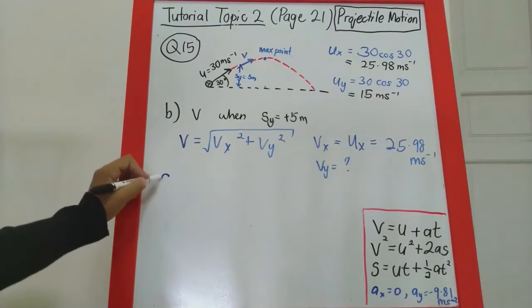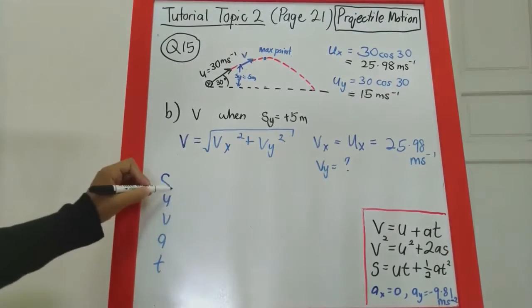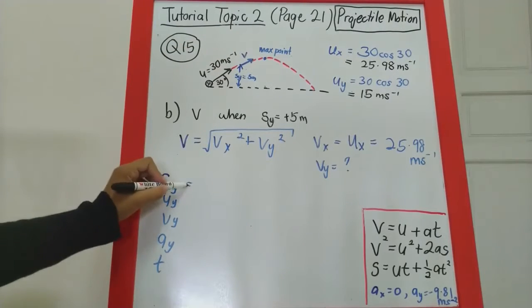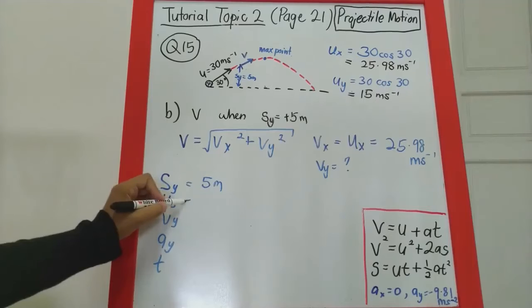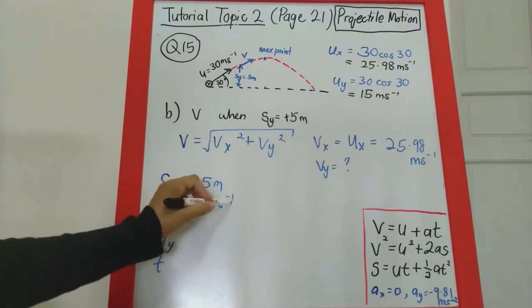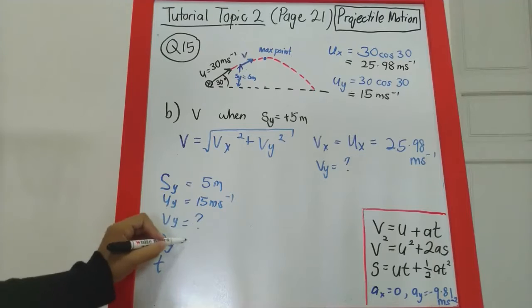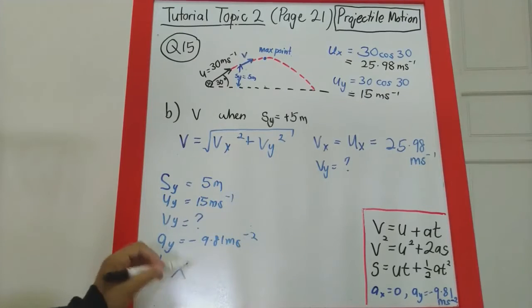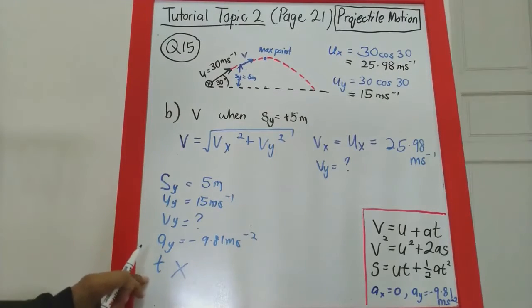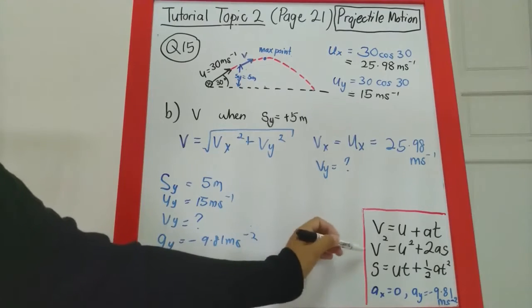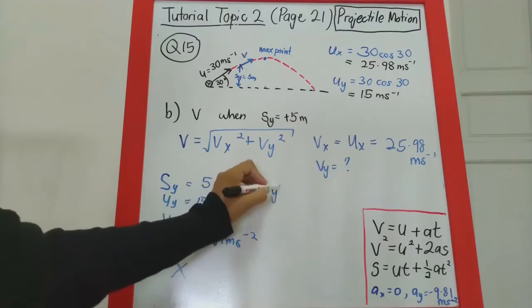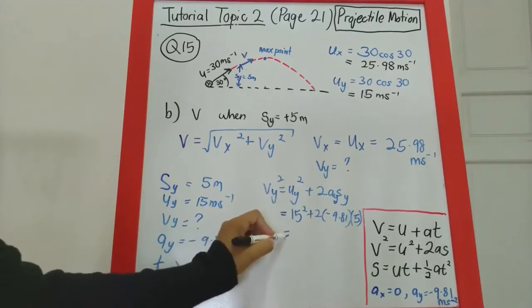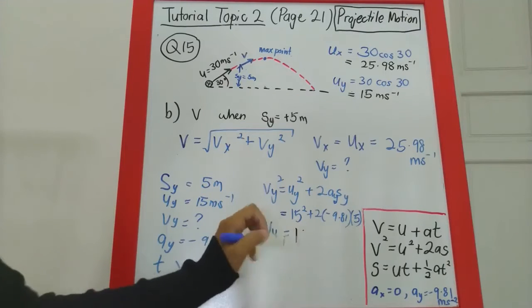So let's do SUVAT analysis. We are doing y component, so let's do y. So Sy here is positive 5 meter, uy we have 15, vy is what we're going to find, ay is negative 9.81. We don't have any information regarding time. The most suitable equation is the one without time, which is the second one here. Vy squared, okay, make sure you label y. Substitute the value. Okay, so you get Vy is 11.5.